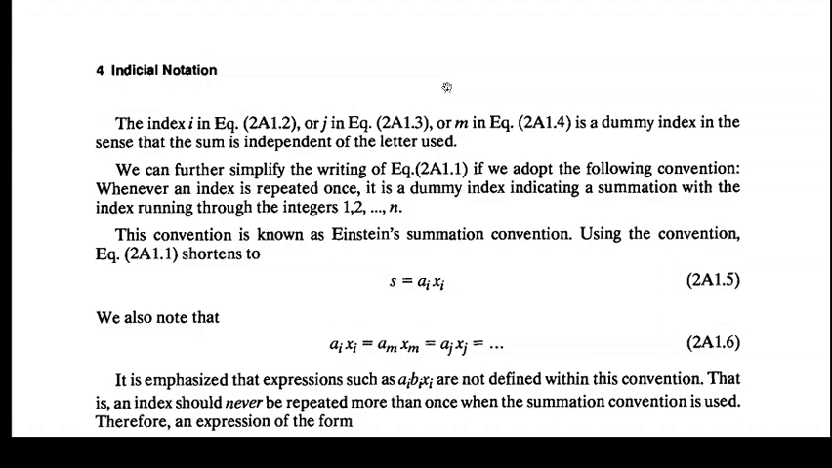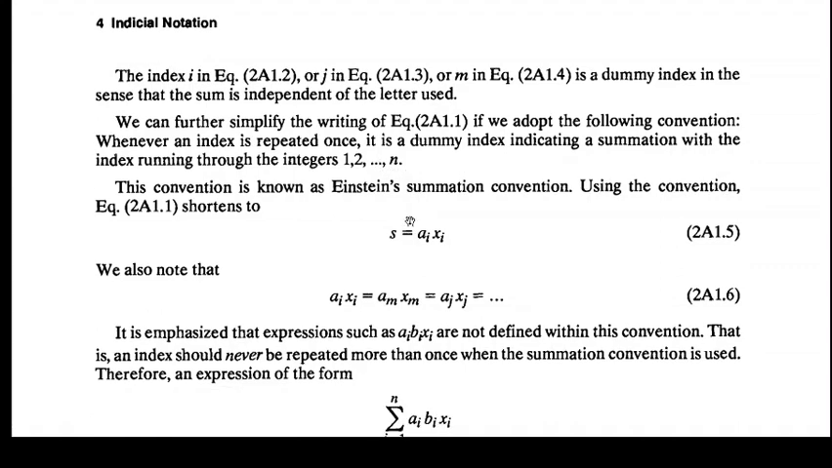It is repeating one time and there is a summation on that index. It is written here: it is a dummy index indicating a sum on that index, and that sum is varying from 1 to n, that is 1, 2, 3, 4 up to n. Now, to write this summation, we will introduce another summation convention, which is called Einstein summation convention.